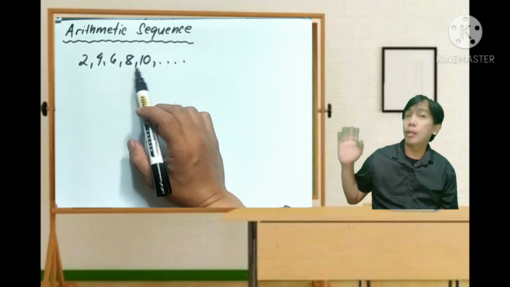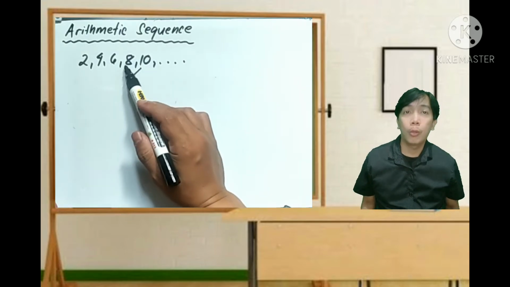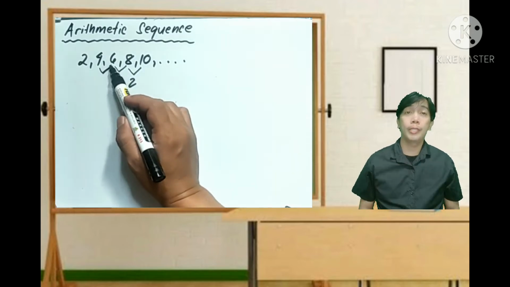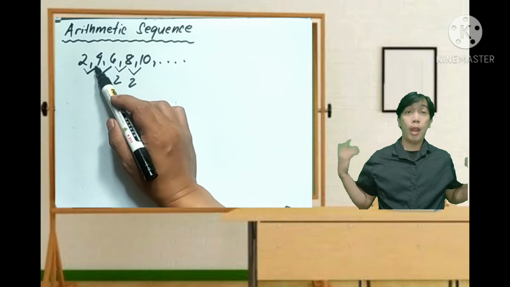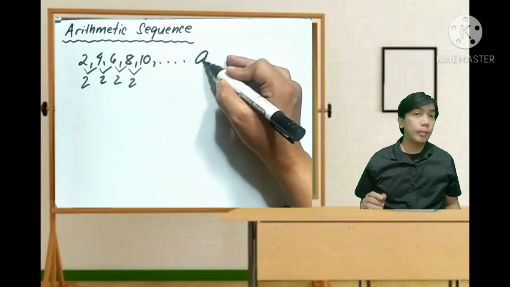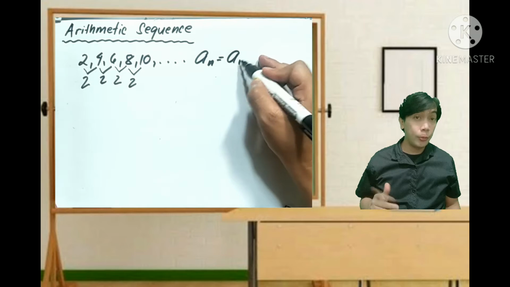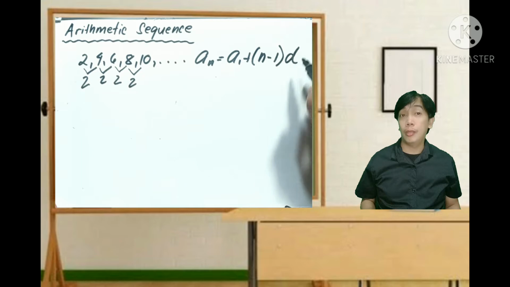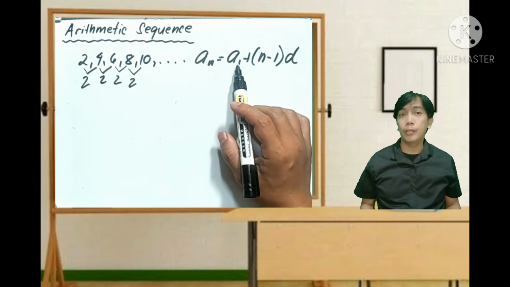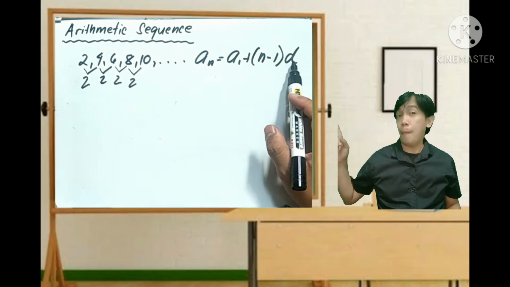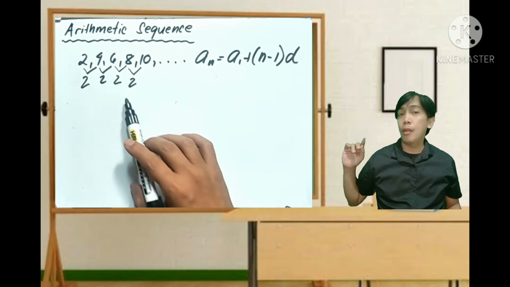The difference between 10 and 8 is 2. The difference between 8 and 6 is 2 also. 6 and 4 is 2. So we have 4 and 2. We have 2 also. Okay, so the formula for the nth term of an arithmetic sequence is given by a sub n is equal to a sub 1 plus the quantity n minus 1 times d, where a1 is our first term and d is what we call the common difference, and the common difference of this is 2.